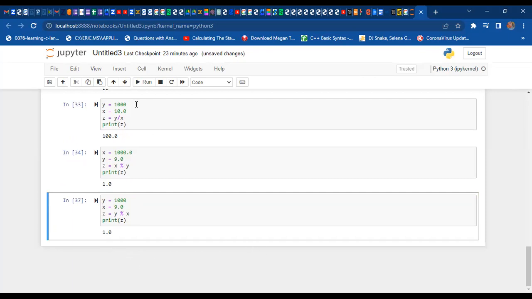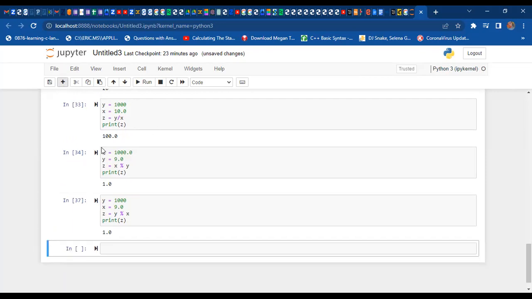So let's go to the power. We have not done that one. So we have y equals to 4.